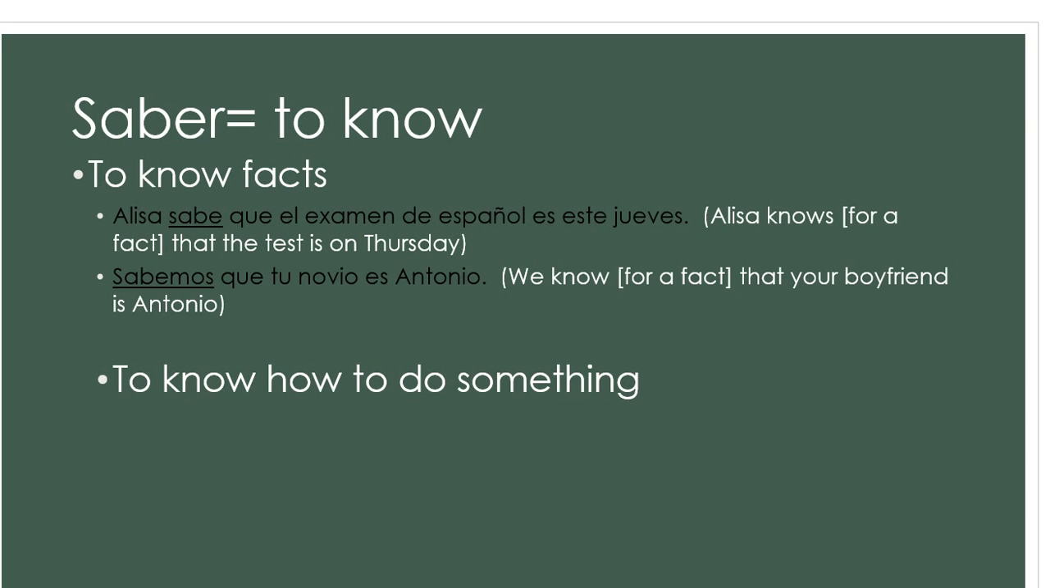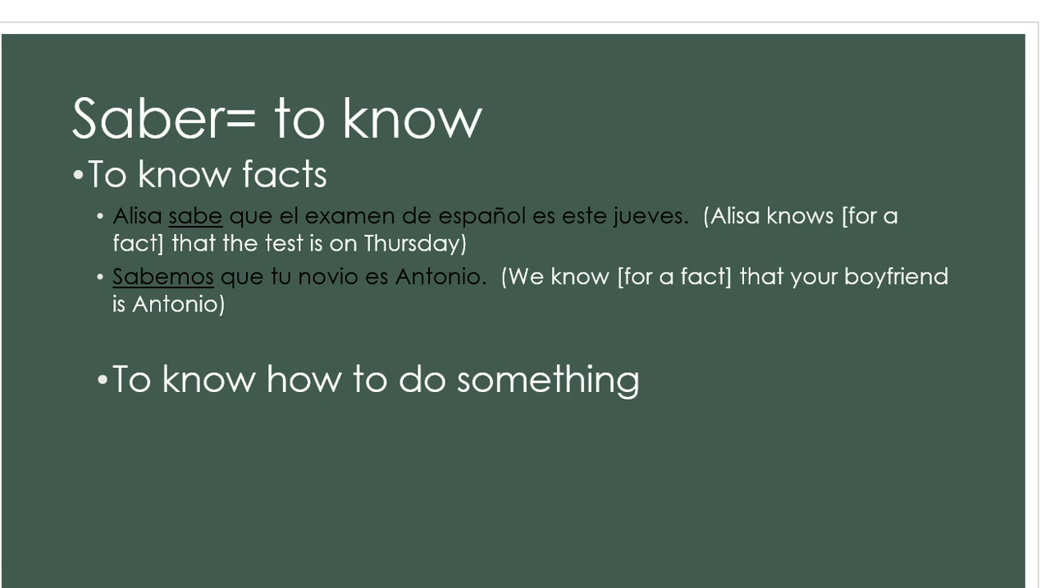In this first example, Alicia sabe que el examen de español es este jueves. We can use the phrase "for a fact" to show that saber is the correct verb to use in this sentence. Alicia knows for a fact that the test is on Thursday.